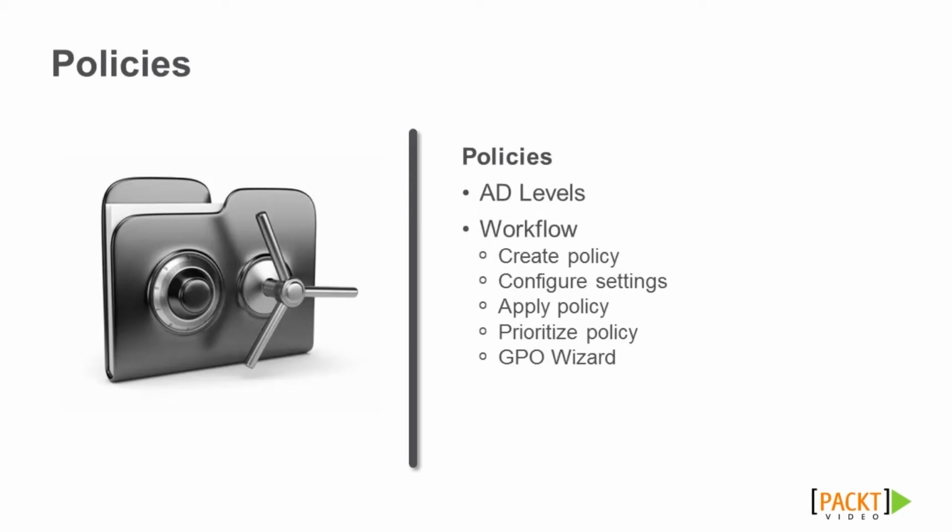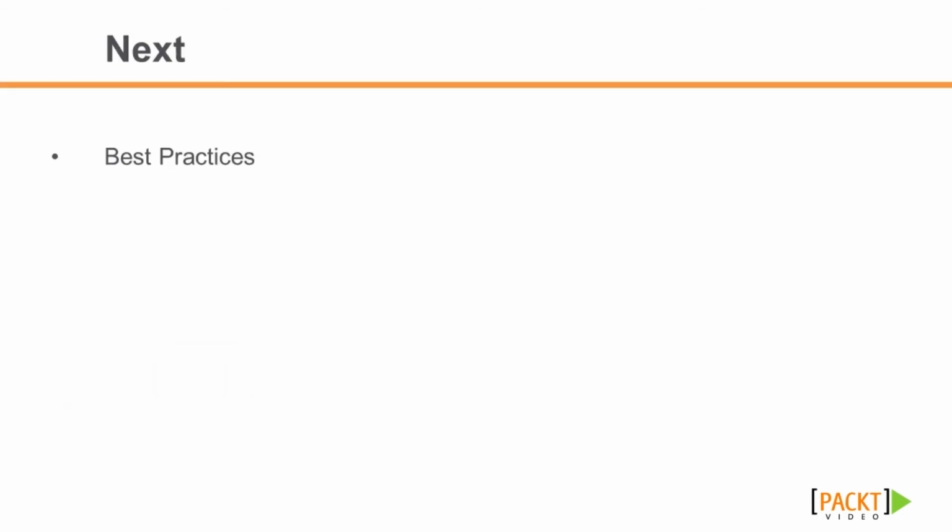The process for configuring policies is as follows. Create the policy, configure the settings, apply the policy to filters, prioritize the policy, and verify the policy by running the Citrix Group Policy Modeling Wizard. In the next section, we look at best practices for policies.